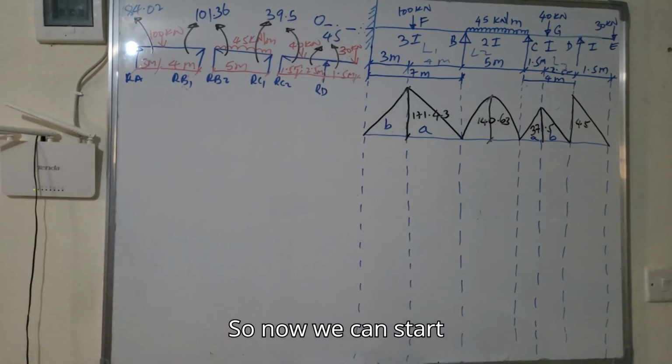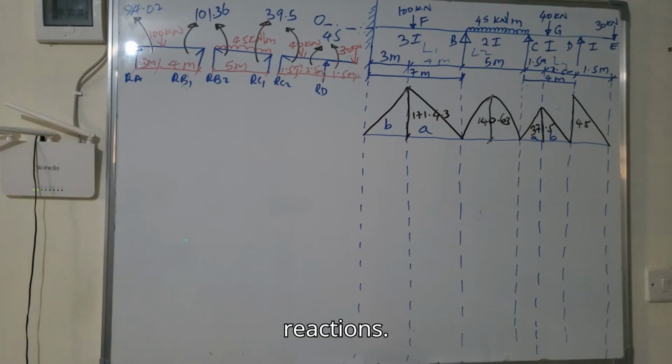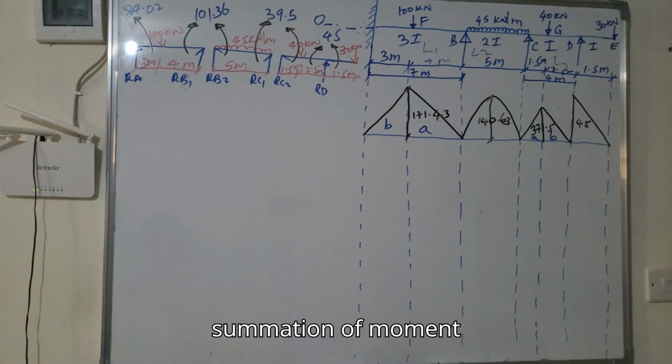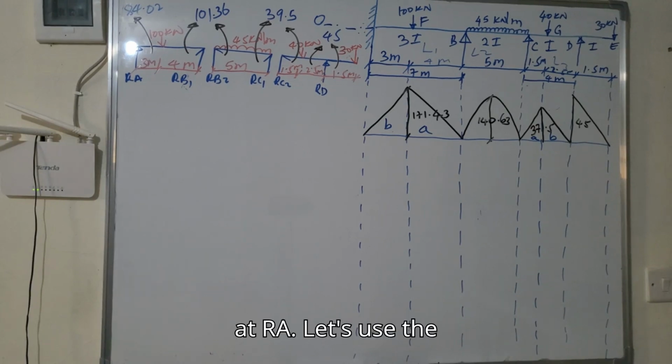So now you can start calculating our reactions. Summation of moment at RA. Let's use the three static equations of equilibrium.